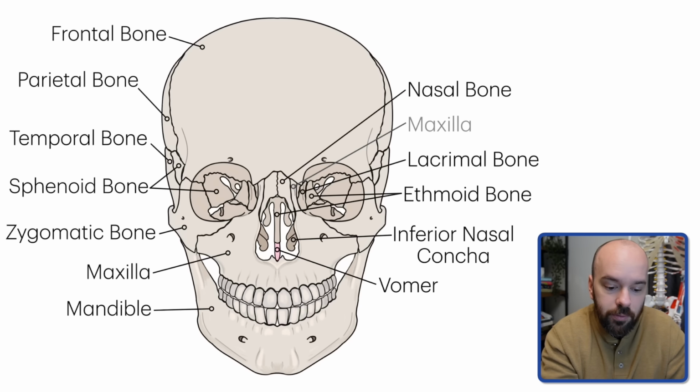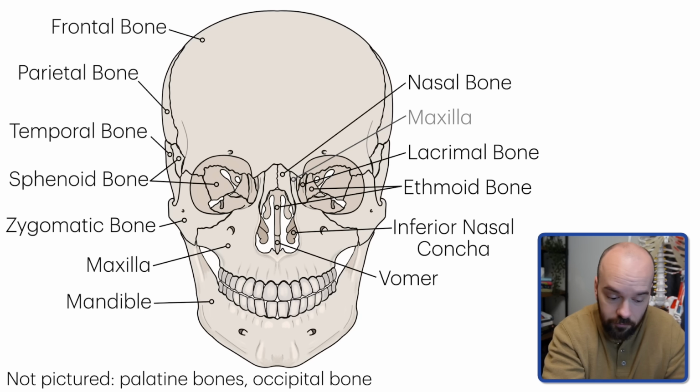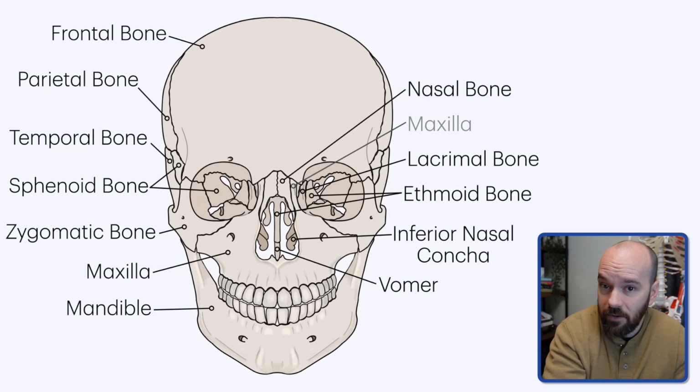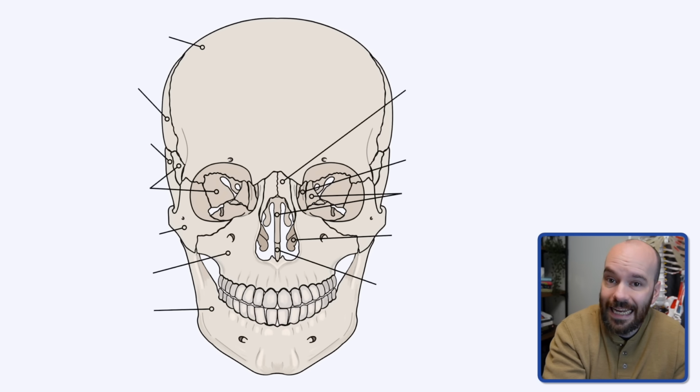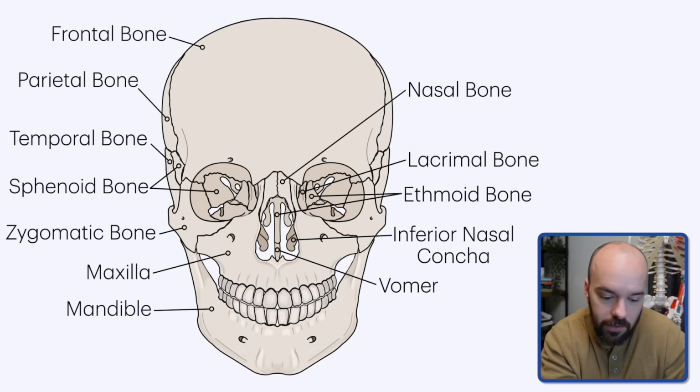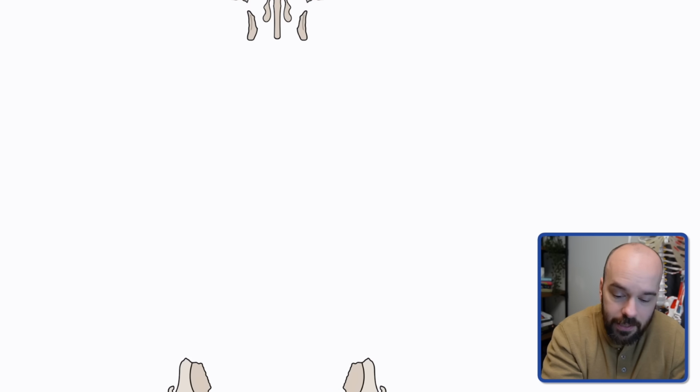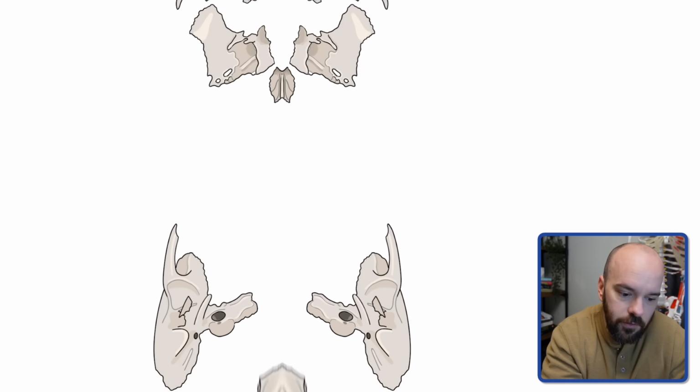So that is our completed diagram of the frontal view. Not pictured, we did not have the palatine bones, and we did not have the occipital bone. And so if you'd like to, now's a great time to pause the video, see if you can name all of those bones on this frontal view of the skull. But we're going to continue on with the video for now. And now we're going to take a look at the inferior view of the skull.